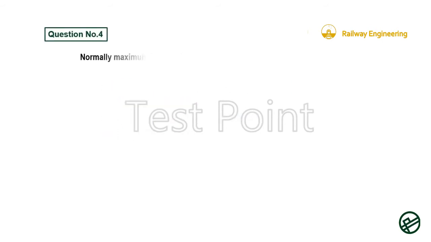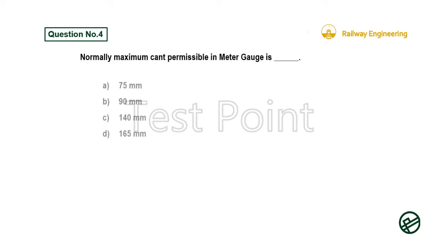Question number 4. Normally maximum cant permissible in meter gauge is: option A, 75 mm. Option B, 90 mm. Option C, 140 mm. Option D, 165 mm. Answer is option B, 90 mm.